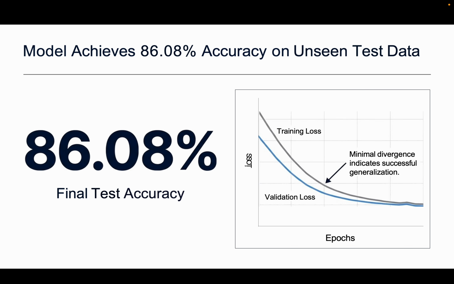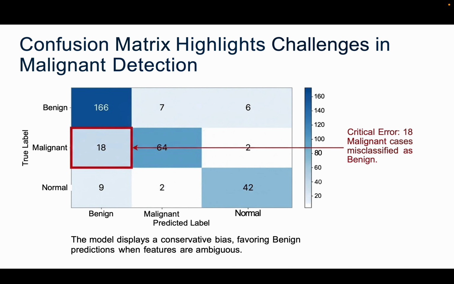The model achieved 86.08% accuracy on unseen test data. The training and validation loss curves show minimal divergence, indicating good generalization performance. The confusion matrix highlights an important limitation. 18 malignant cases were misclassified as benign, which represents a critical clinical error.